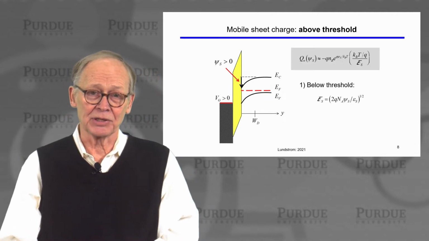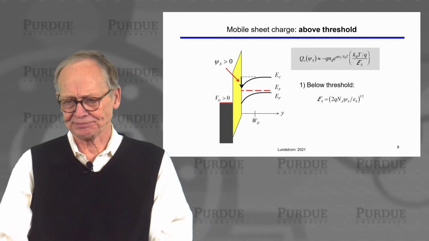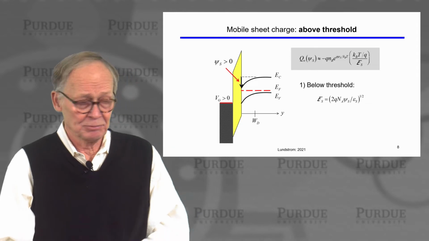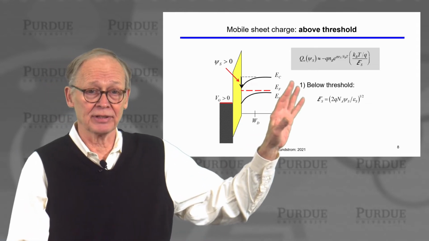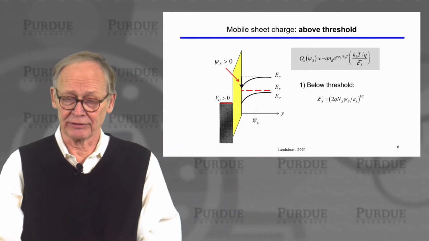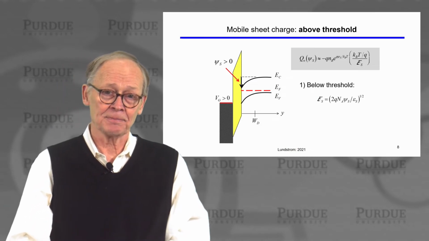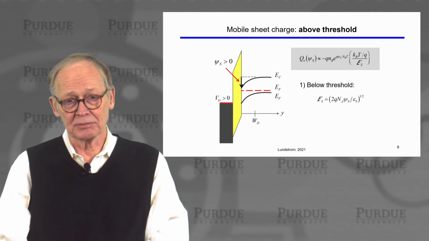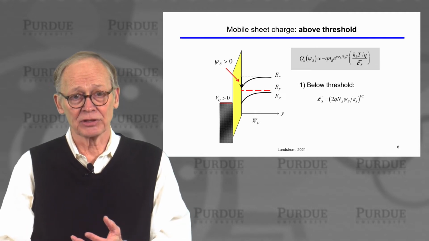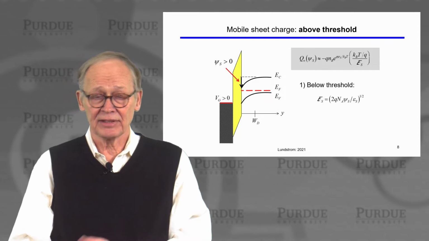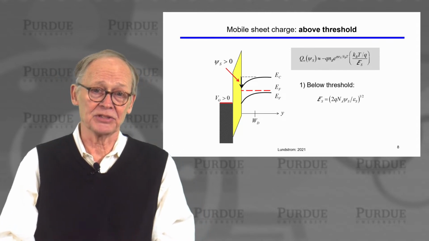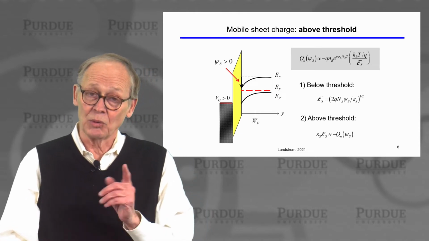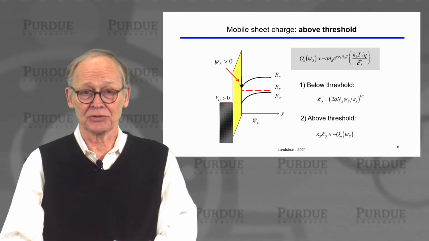Now let's look above threshold, and we have to be a little more careful. We begin with the same expression. Below threshold, we just use the electric field from depletion layer theory. We cannot do that now because if we're well above threshold, we're dominated by the charge in the inversion layer, the mobile electrons, and the electrostatics is different. We can't use depletion layer theory to deduce the electric field. What we can do is use Gauss's law.